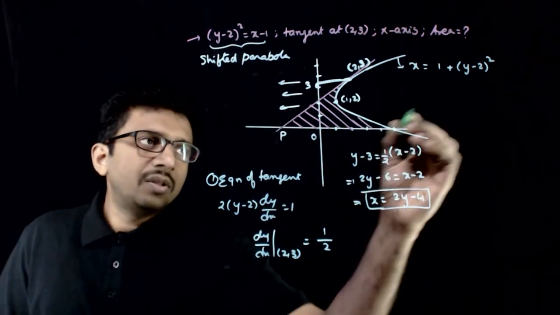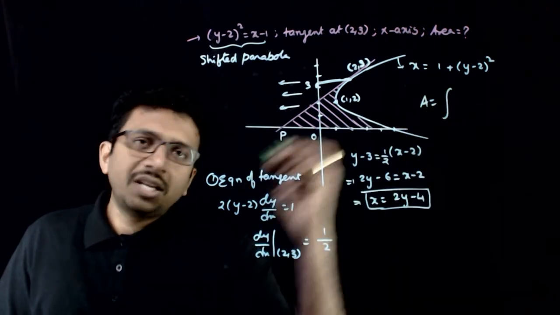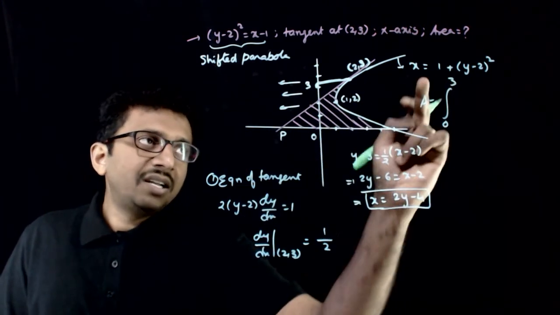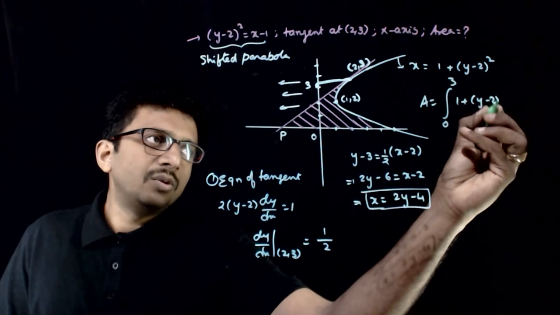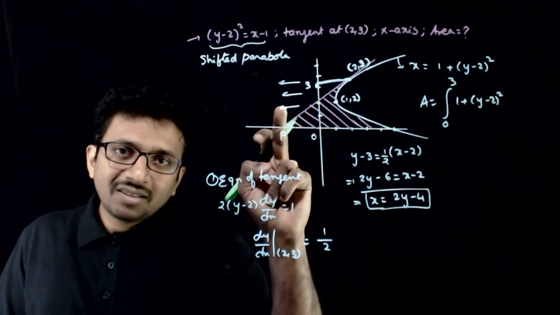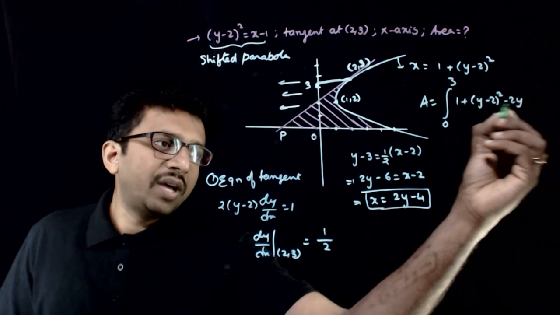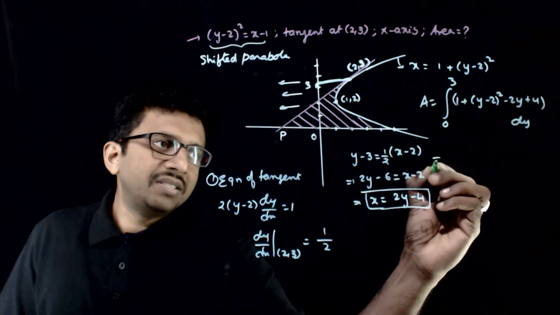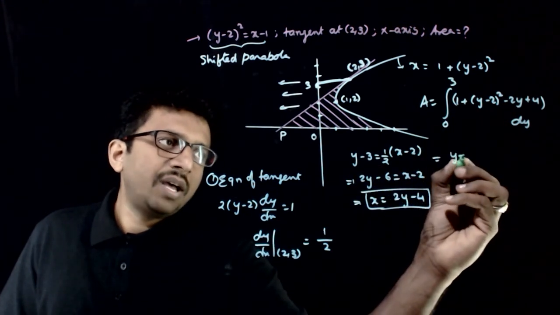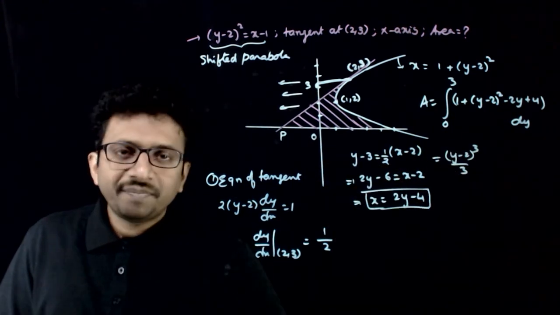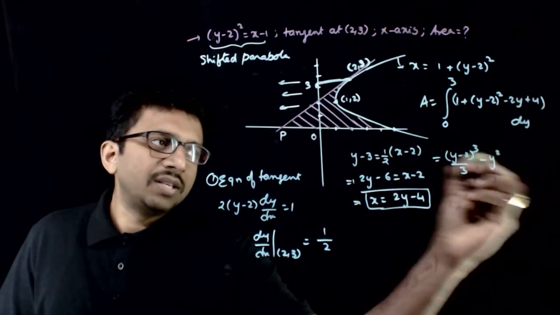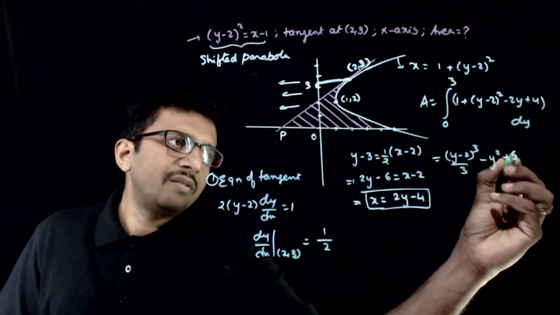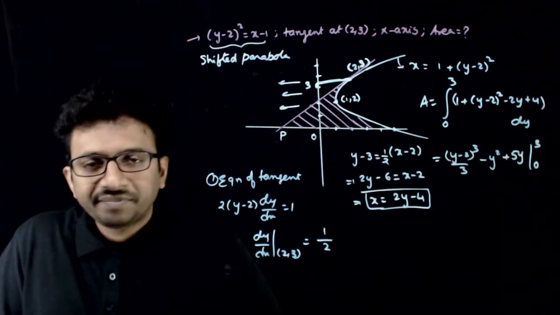So the required area is nothing but the integration from 0 to 3. The right side curve is 1 + (y − 2)² minus the left side curve, minus 2y plus 4, dy. So that is equal to the integral of (y − 2)² − 2y + 1 + 4, which is (y − 2)³/3 minus y² plus 5y, from 0 to 3.